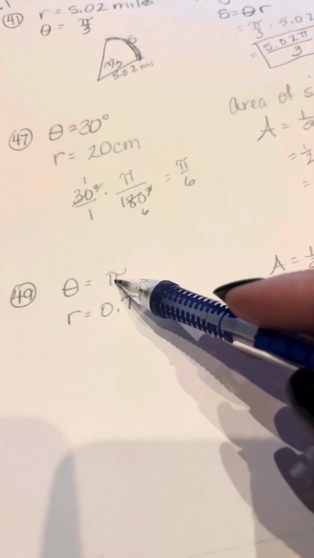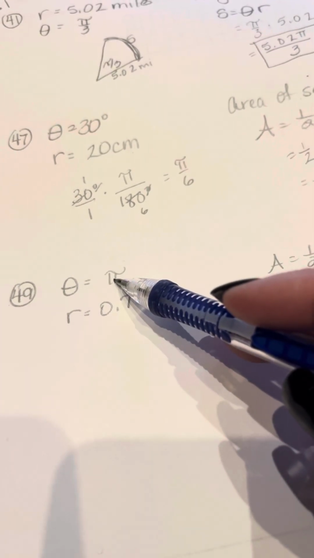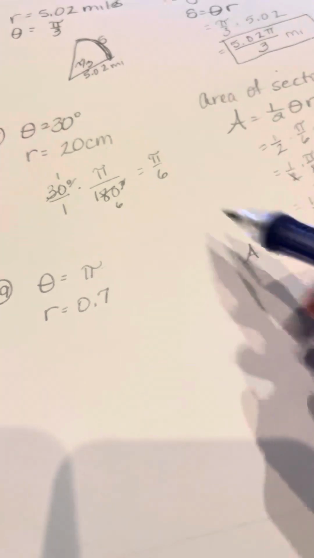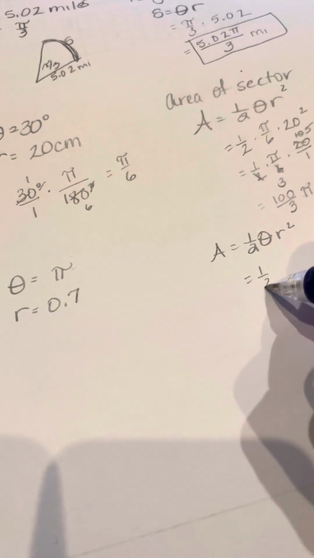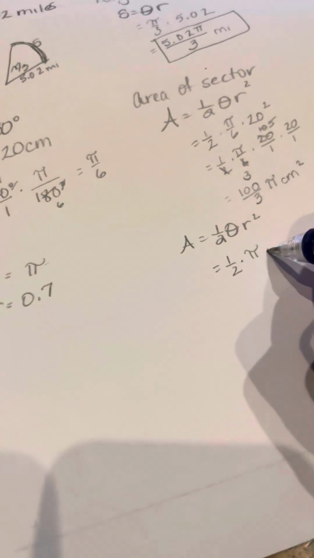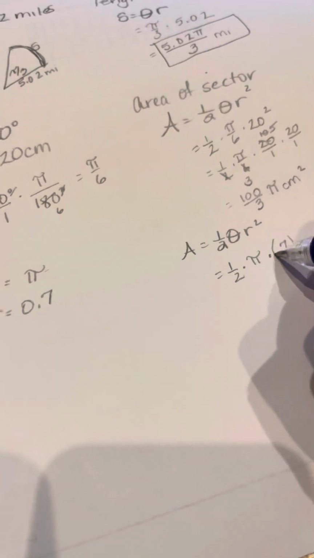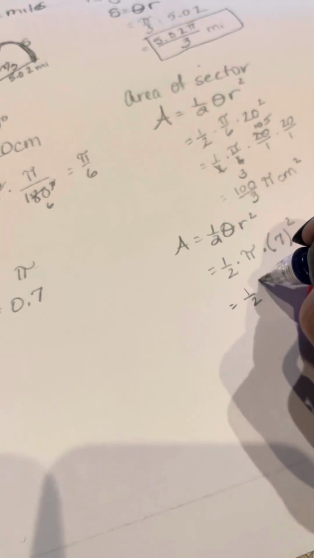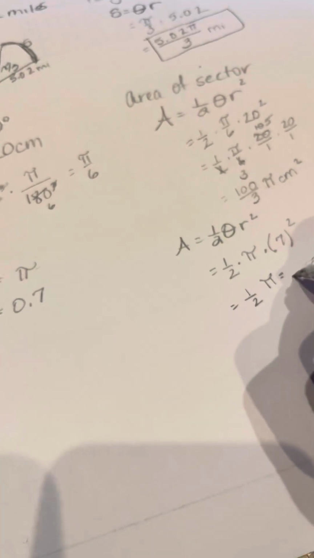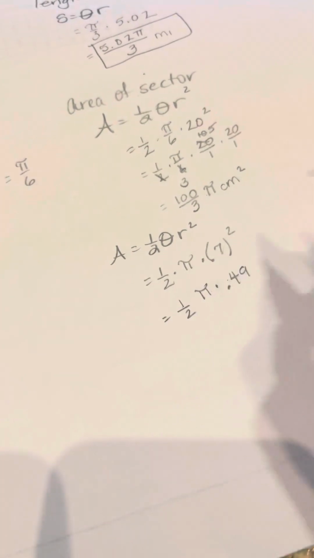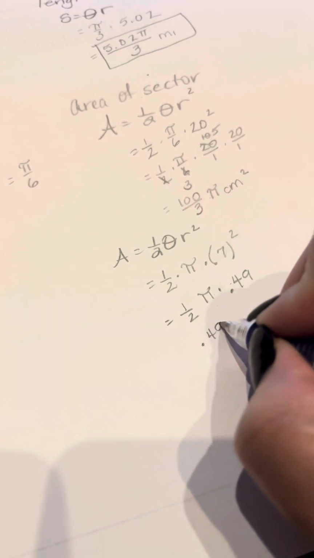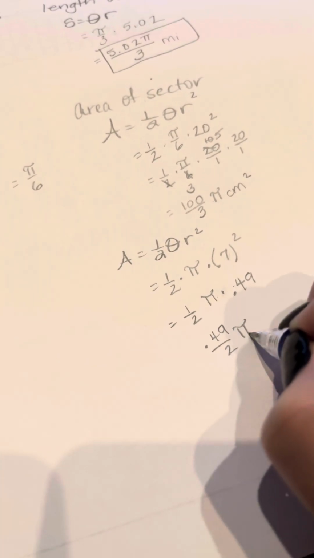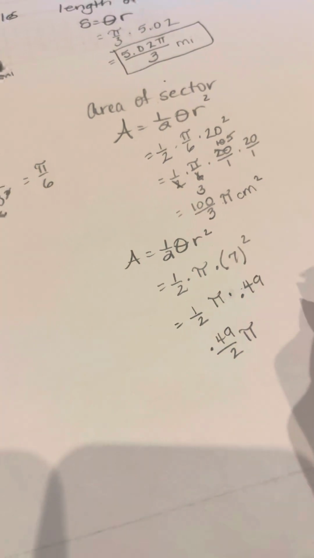And then the next one, same formula. This time they did give us theta in terms of radians. If you look in the book, it says pi radians. So we can just go ahead and plug this right in. It's 0.7 squared. 0.7 squared is 0.49. Whoops, that shouldn't be an equals sign, that should be times. So we end up with 0.49 over 2 times pi, whatever that is when you multiply it out.